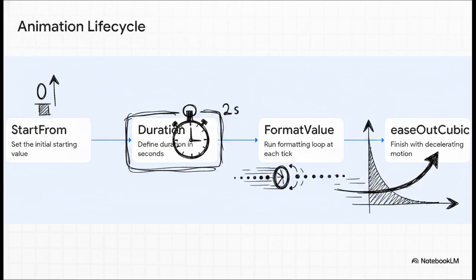But here is the genius part. It doesn't just count up linearly, because that would look super robotic. Instead, Step 4 applies an ease-out cubic mathematical motion. Basically, this means the numbers spin up incredibly fast at first and then smoothly and naturally decelerate as they ease into that final target number. It beautifully mimics real-world physics.